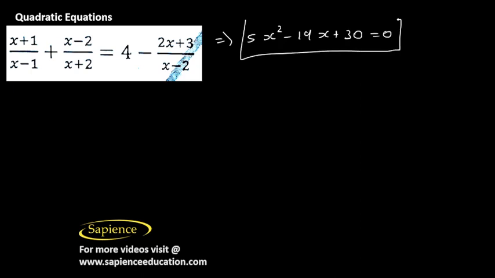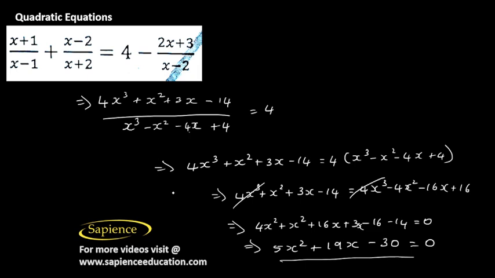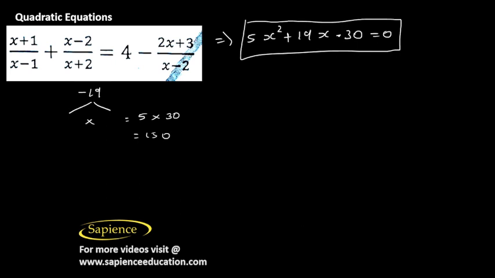Now we can use the middle term splitting technique. We have simplified this big complicated equation into a simple general form of quadratic equation. Now we need to split 19 into two numbers such that the product of those two numbers is equal to the product of the coefficient of x square and the constant. In this case that is 150. Sorry, it's plus 19x and then minus 30. So we are splitting plus 19 and the product is 5 into minus 30, that should be minus 150.